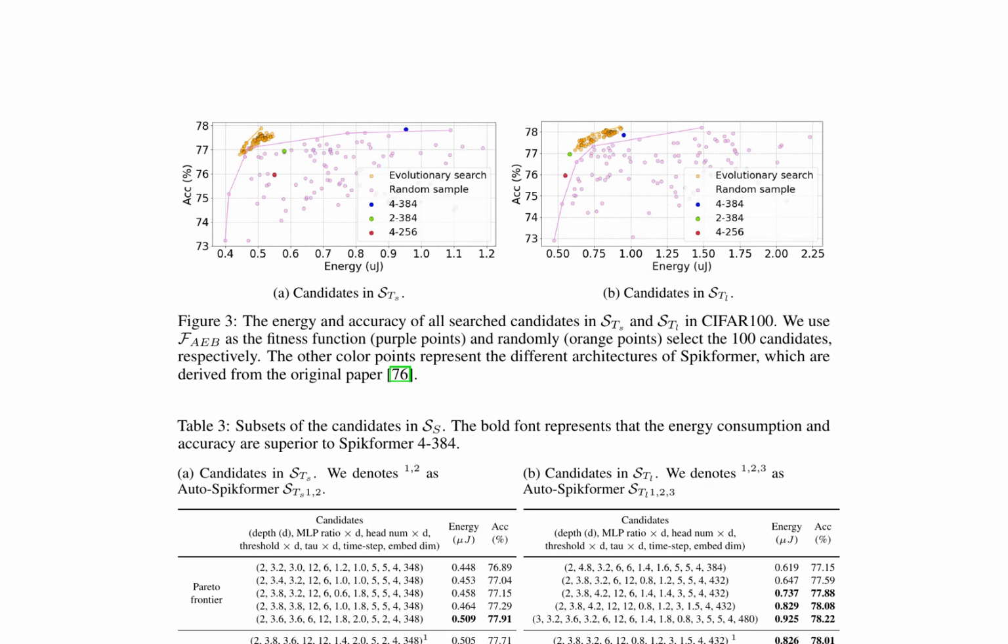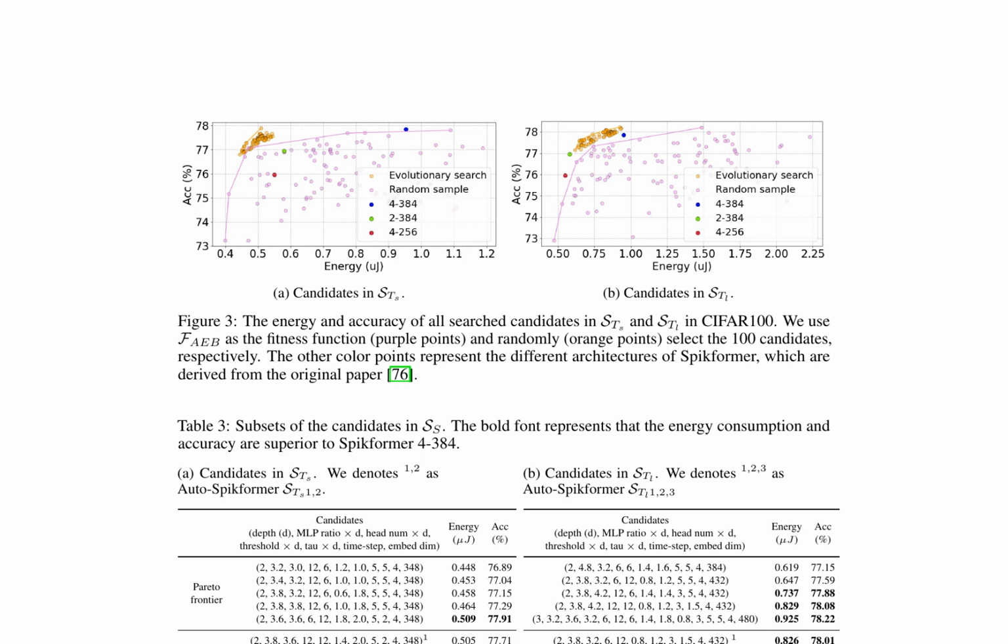The authors present the results of their evolutionary search for optimal spiking neural network, SNN, architectures within the search space SS, utilizing the fitness-aware energy-based, FAEB, function as the fitness function. By plotting the energy consumption and accuracy of 300 candidates, they identify the Pareto frontier. The candidates are divided into two groups: those in the search space STs and those in STL.